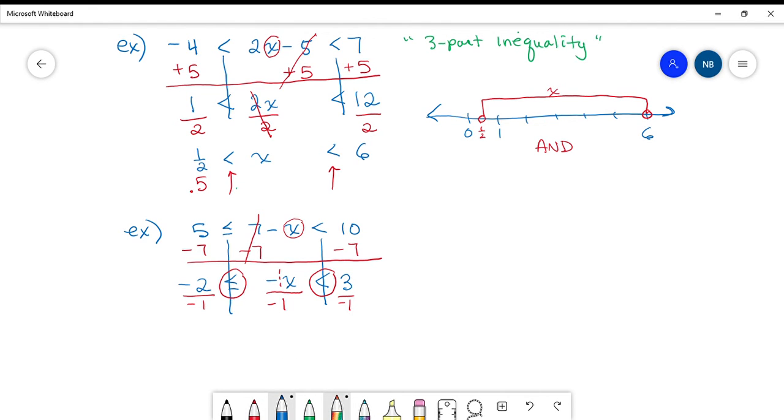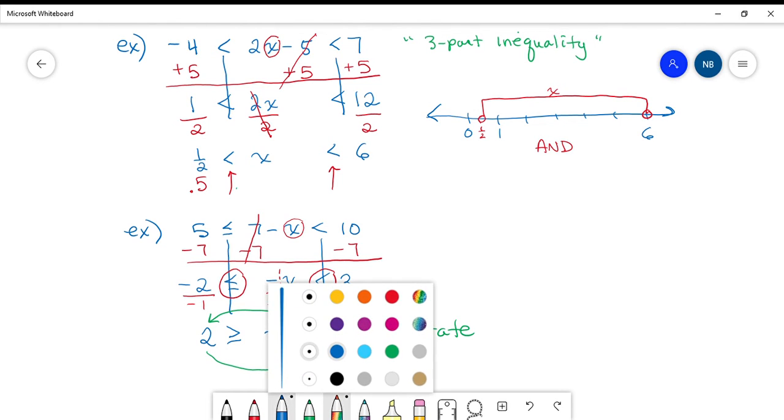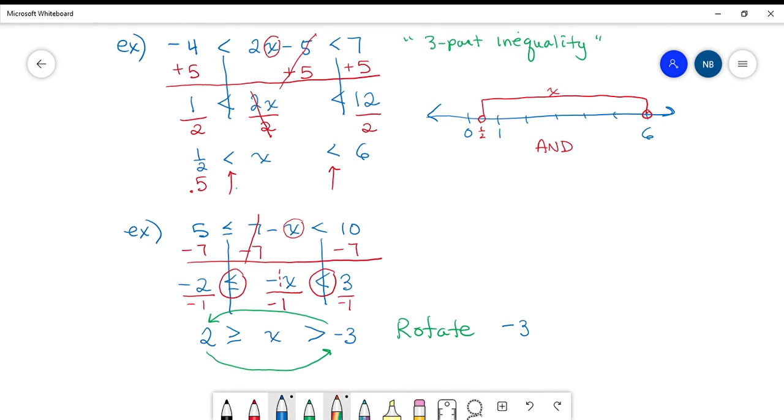-2 divided by -1 is +2. Flip over the inequality, positive x in the middle, flip over the inequality. 3 divided by -1 is -3. Now notice this three-part inequality has greater thans in it, so we want to rotate this inequality. So basically you're just spinning it around, because when you write a three-part inequality, you want your inequalities to be less thans.